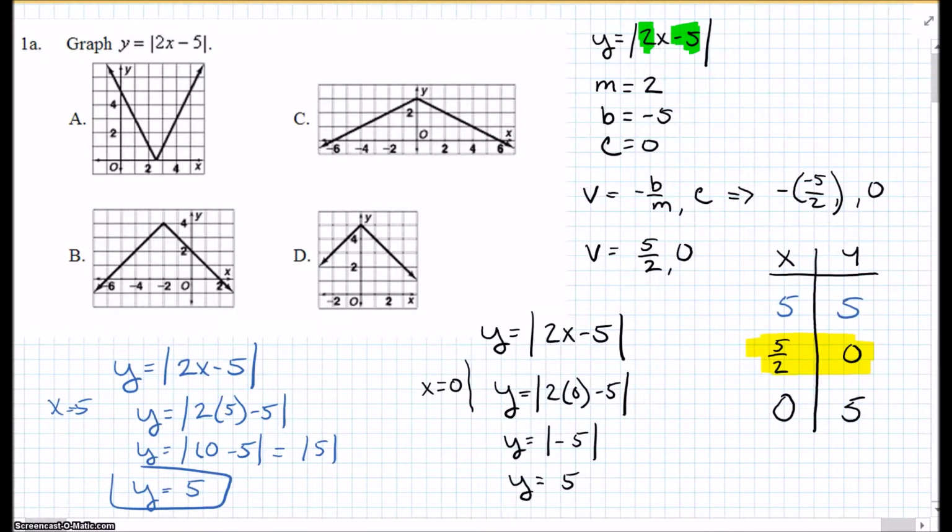Okay, so let's plot this on one of these graphs. Let's start with the vertex. My y value is 0, my x is 5 halves. So that's 2.5, right? So we're going to move 2.5 right there. That's the first point. Let's go to the number below. Let's plot 0, 5. So we go 0, up 5. We can draw a line. Okay, now let's go 5, 5. Go 5, up 5. What do you notice? It's this one right here. Alright. Excellent.